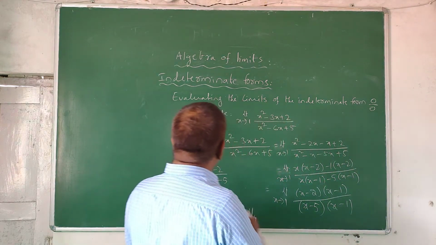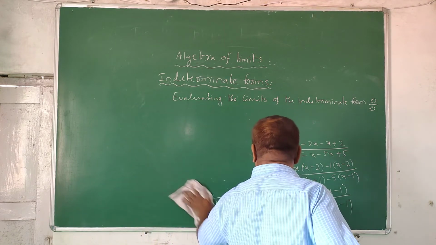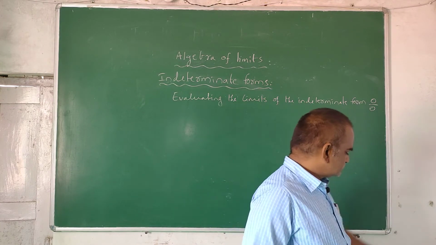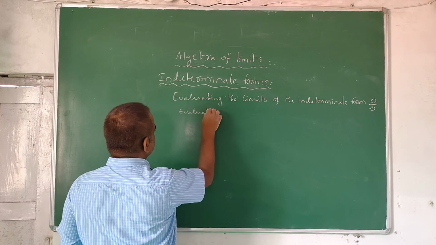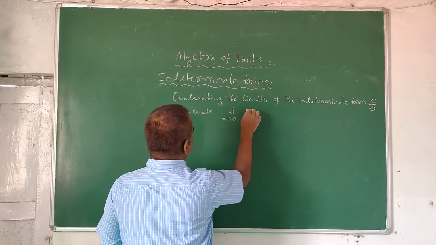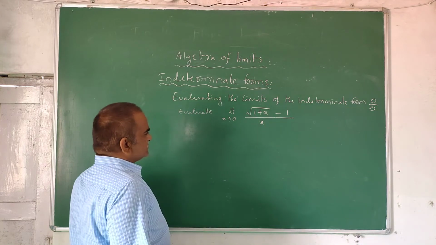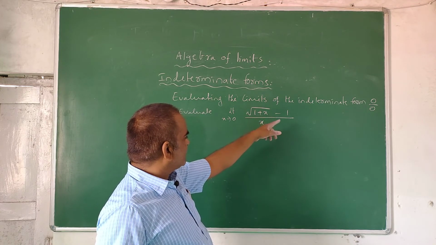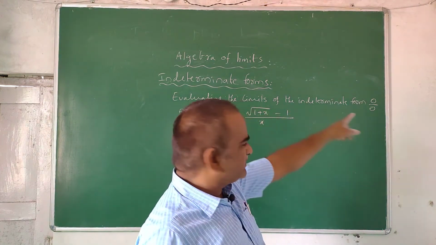So now let us go for another problem. Evaluate limit x tends to 0 of root over 1 plus x minus 1 by x. You can easily observe that this is also 1 plus 0, root 1 is 1, 1 minus 1 is 0, so 0 by 0 indeterminate form. So this problem also we are solving under the same heading.